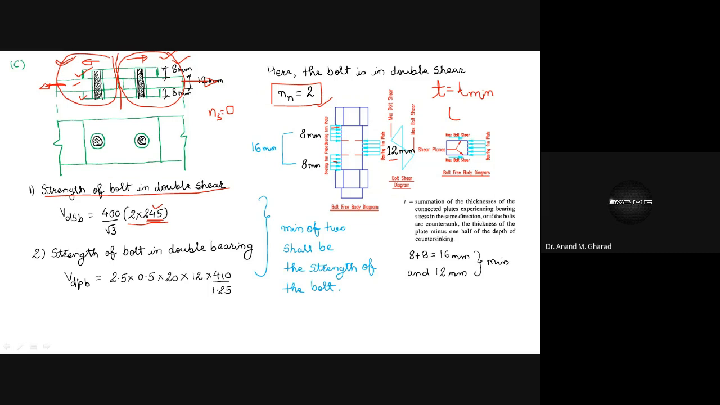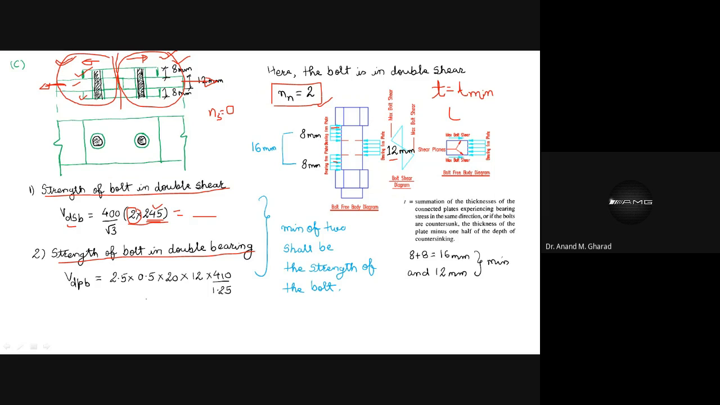And then you have calculated the VDSB. I have not written the value. You can find out. Now here NN, instead of 1, is now 2. So whatever value you have calculated earlier, it is just twice of that. Then the strength of the bolt in bearing.